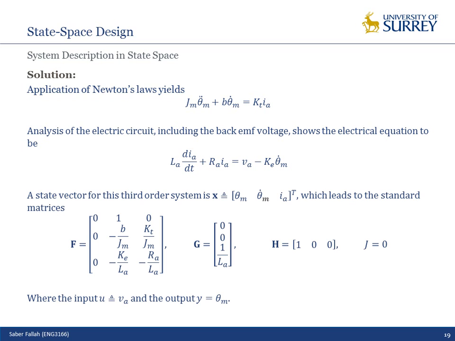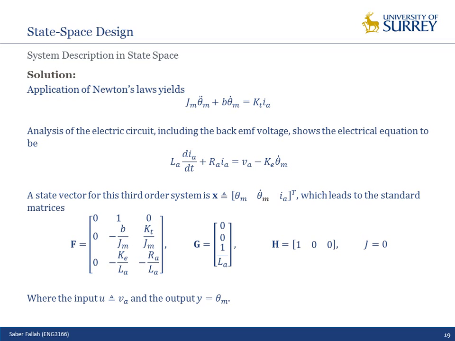If I define the state vector as this one, theta_m, theta dot_m, I_A, transpose, because the state vector is a column vector, I can show it as a transpose to compact the writing of the system. If I use this state space, I will arrive at the F, G, H, and J.